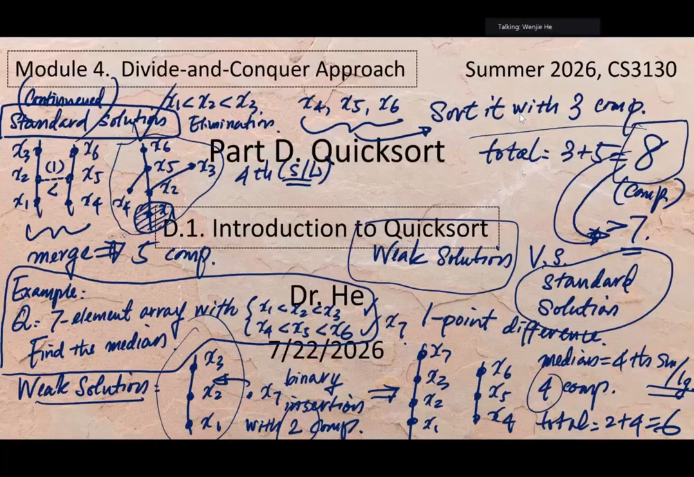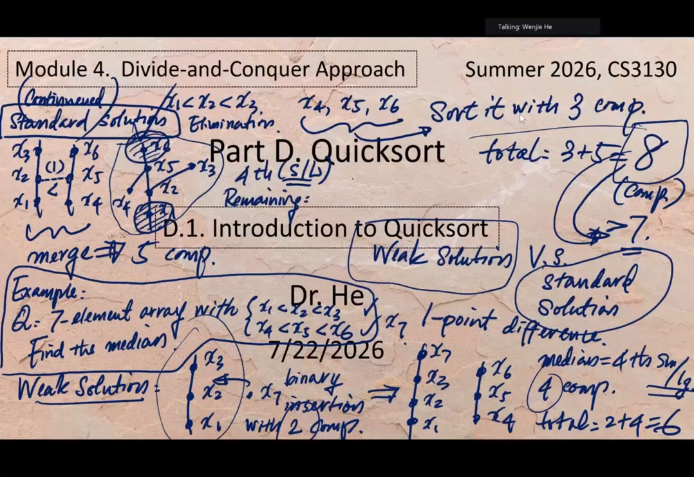Then another one, x6. Can we find 4 elements smaller than x6? x5, x2, x1, and x4, right? So x6 is also eliminated. So we can eliminate 2 elements from consideration for the median. Let's look at the remaining elements. After elimination, there are 5 remaining elements.